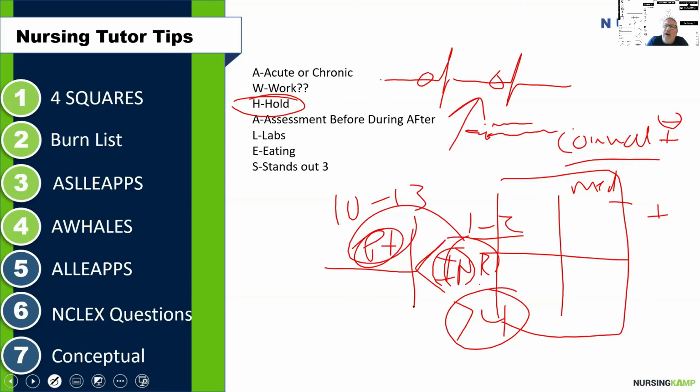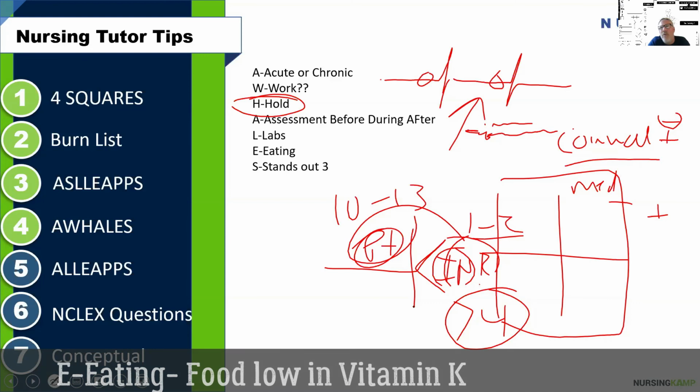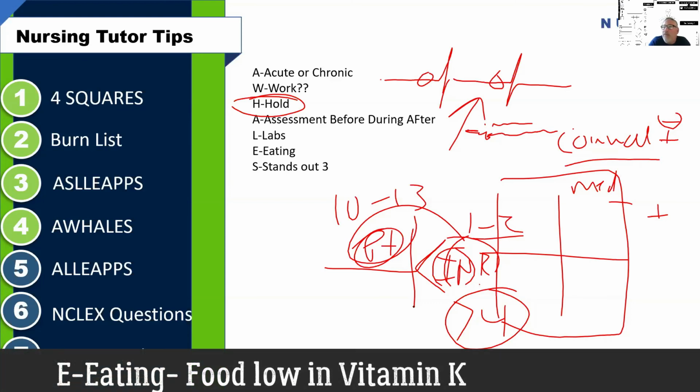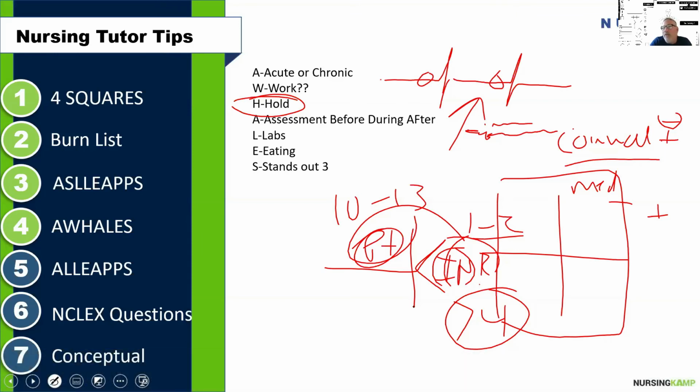Eating. Is eating involved with Coumadin? Well, most chronic things require some sort of diet or some regulation. And this is green leafy vegetables, vegetables that are high in vitamin K. So I would need to know that. And then what's the standout 3? What are the 3 things that make me run down to the room? Bleeding is 1. An INR greater than 4 is another. And acute findings like bleeding. And so that's about AWHALES, and that's how you look at these medications.